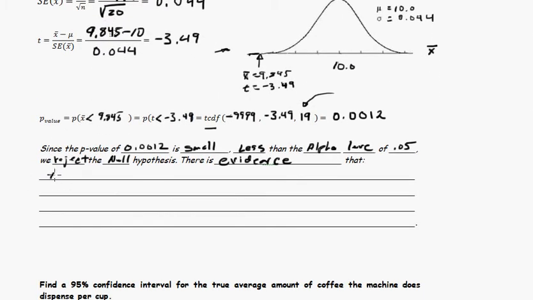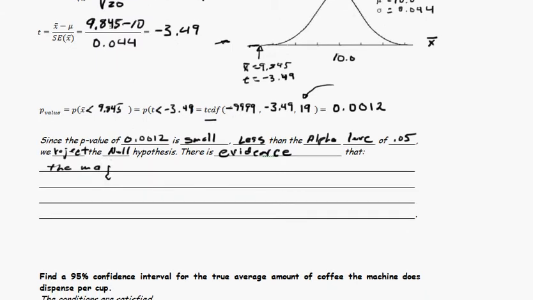That the machine, come on, something's wrong with my pen. Dispenses less than 10 ounces of coffee per cup.